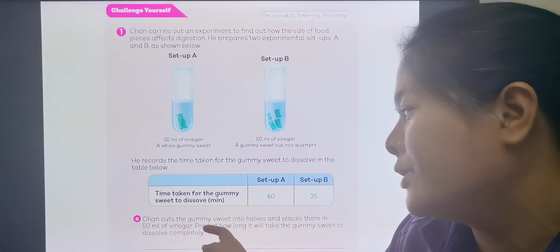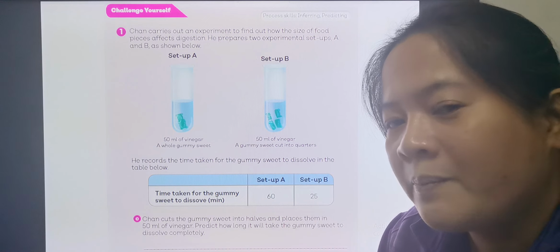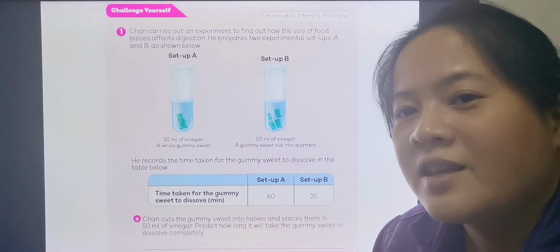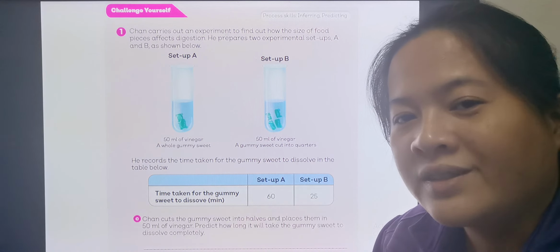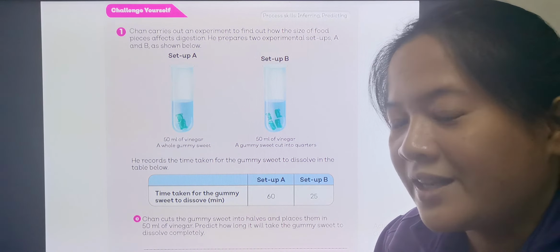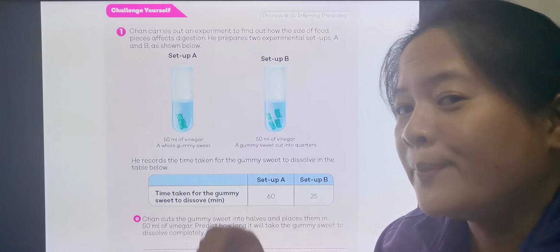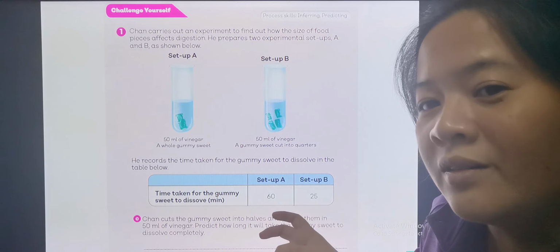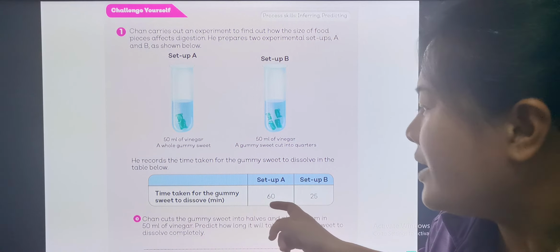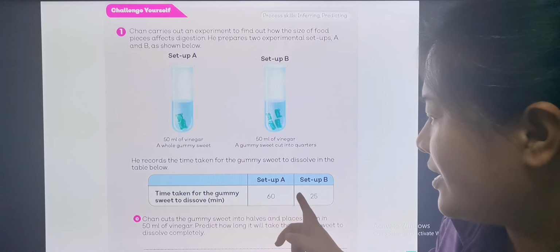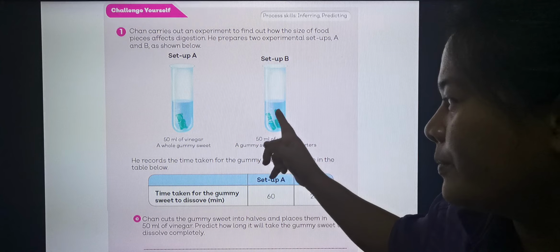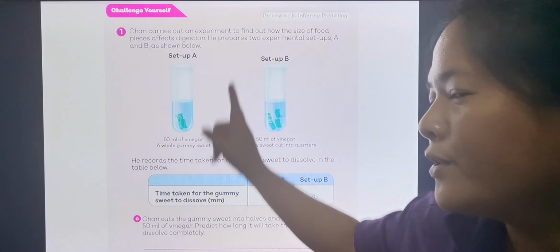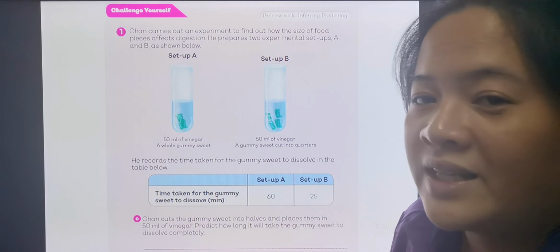So you are going to predict. Just tell a time, how many minutes do you think these 2 halves will dissolve. Okay, you just predict. It's okay, you don't have to compute, you just predict how long. What do you think? If it's 4 pieces, it's 25 minutes. If it's one whole, it's 60 minutes. So if it's only halves, how long will it take?